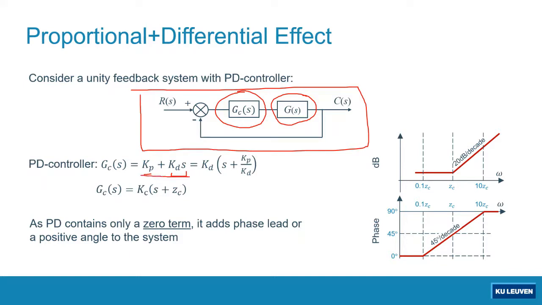I can also rewrite this equation. I can manipulate the equation mathematically into a form like this, where now I will call Kd as Kc, the gain of my controller, and the ratio between Kp and Kd as a new variable Zc. So as you can see here, basically a PD controller is a dynamic system which contains one zero in it.